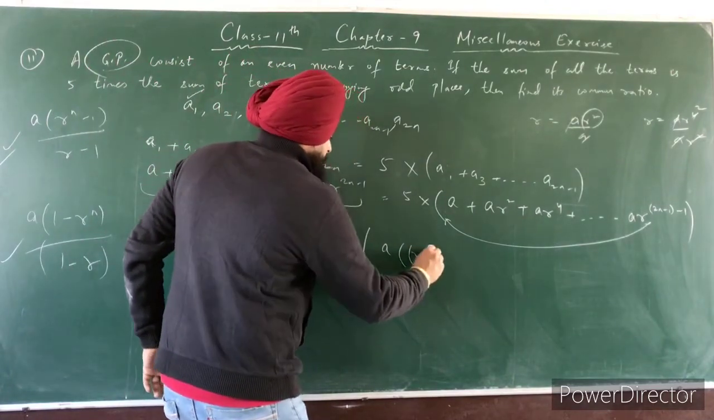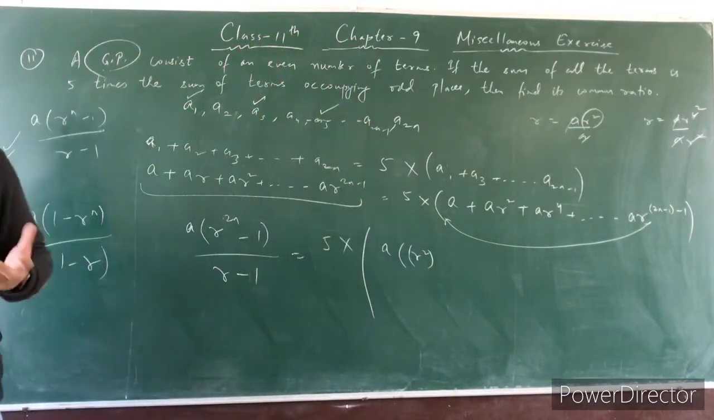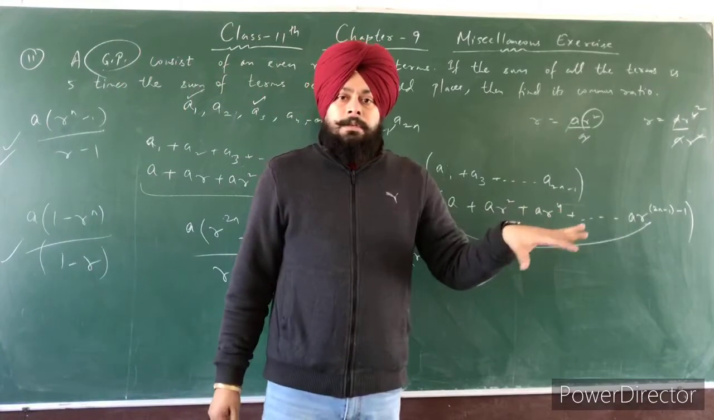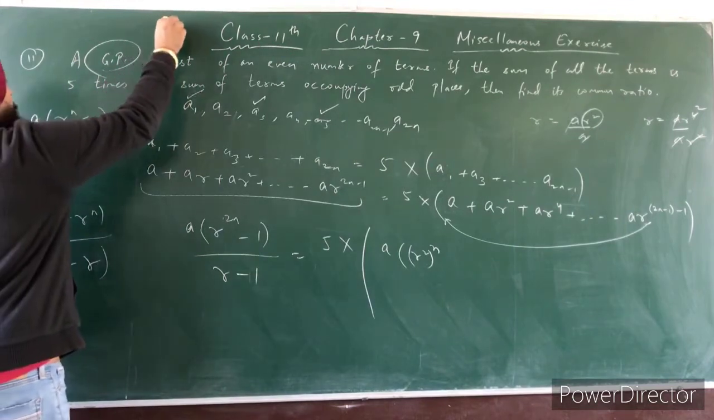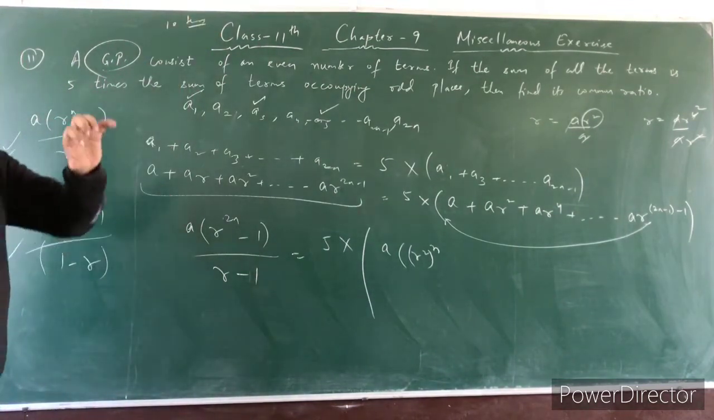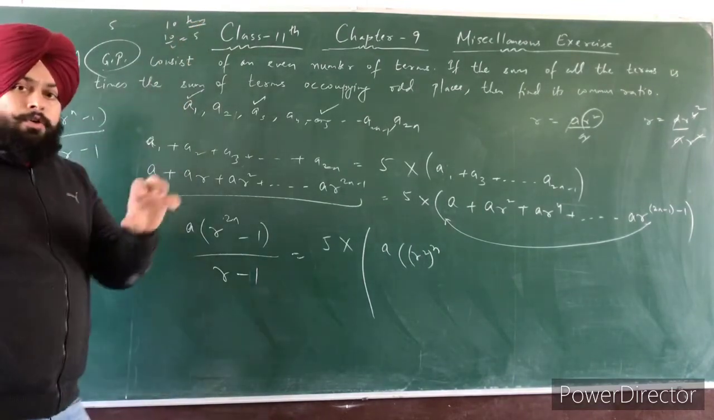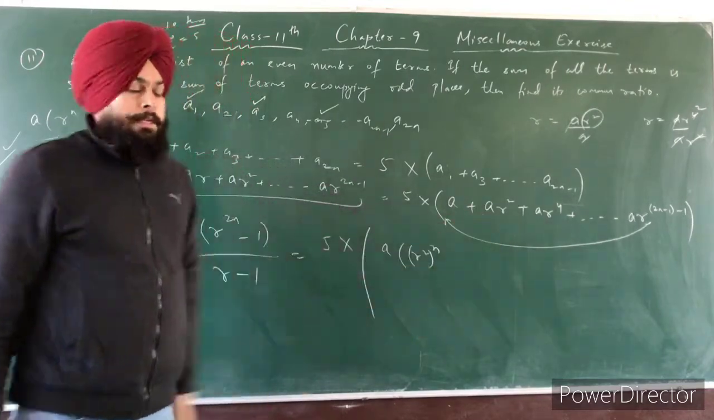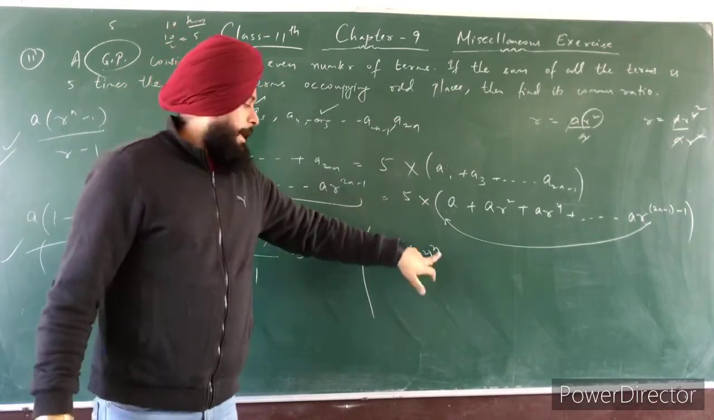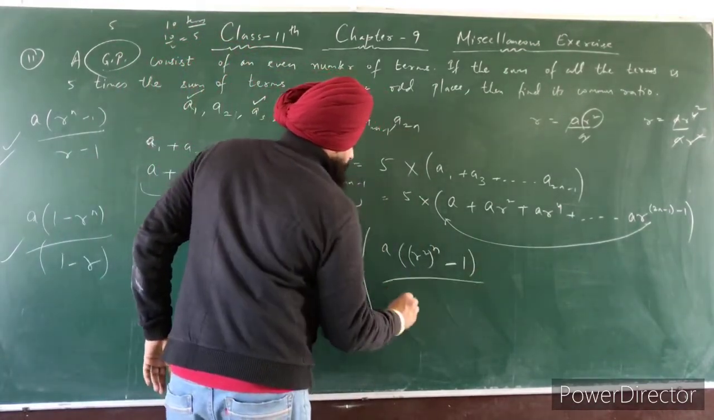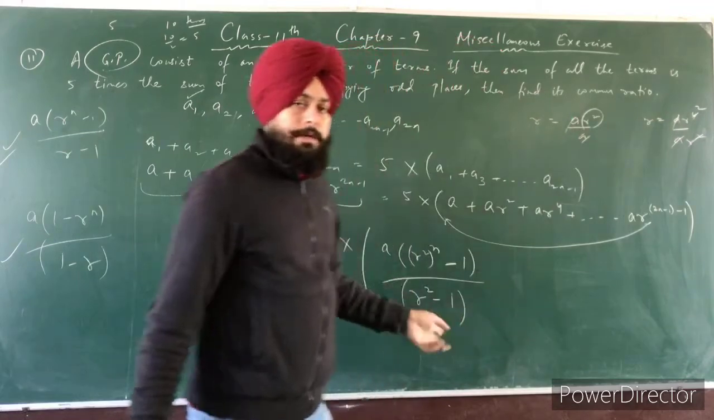Write here r squared to the power n. So what is n here? If there are a total of 2n terms and we are taking only odd places, then the power is only n. Suppose there are a total of 10 terms and we take only odd places, then there are only 5 terms, because 10 by 2 is 5: 5 occupying odd places and 5 even places. So the power is n only, because half of the terms are odd. Then (r squared to the power n minus 1) over r squared minus 1, where the common ratio is r squared.